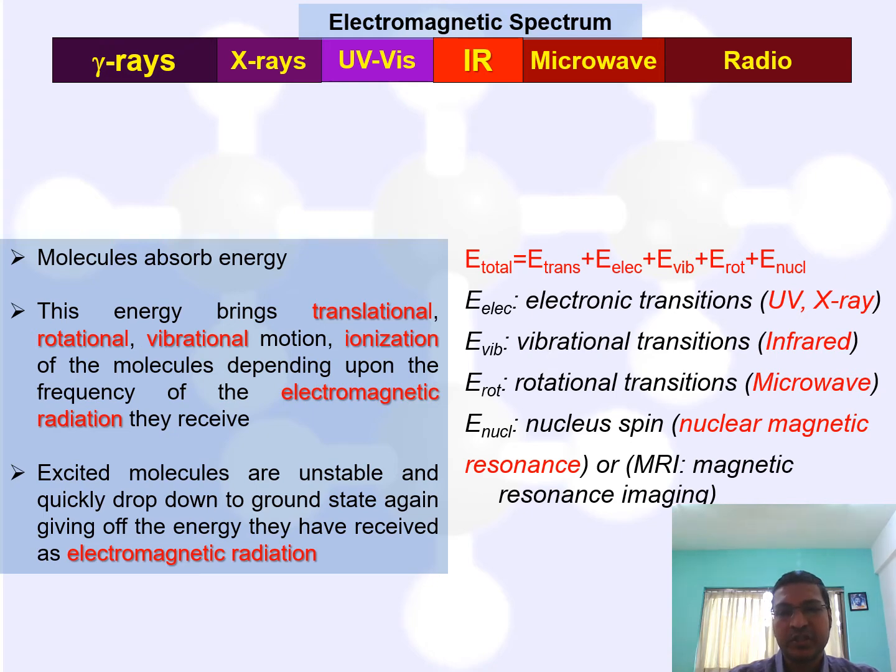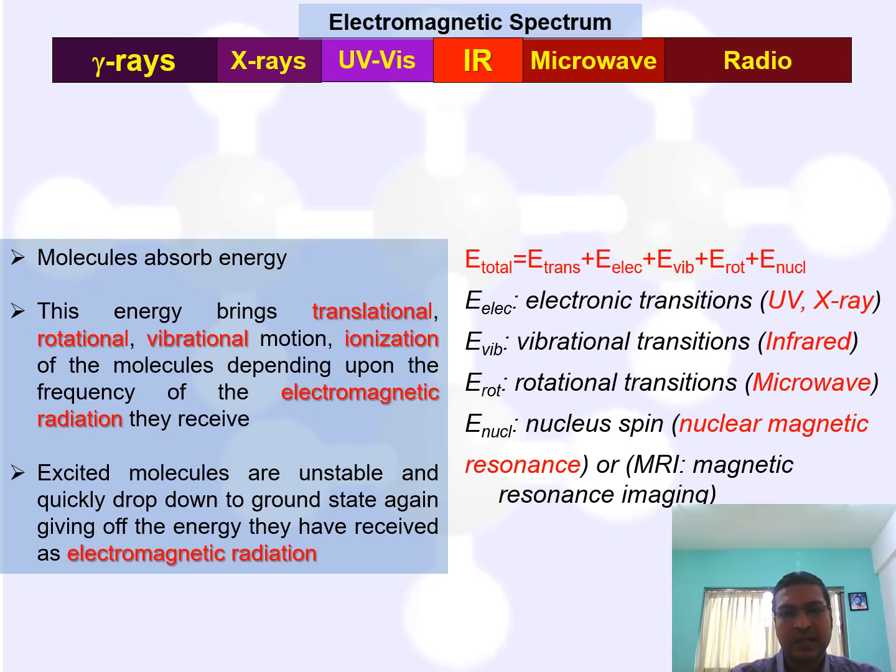Electronic energy transition is in the UV-visible or X-ray. The vibrational transition is the infrared, which we are going to discuss today. The rotational transition is microwave, and the nuclear spin is NMR, or nuclear magnetic resonance spectroscopy. We will go through each of these, one after another, lecture by lecture.